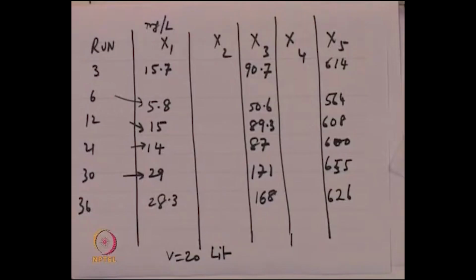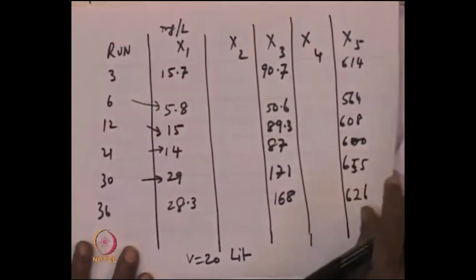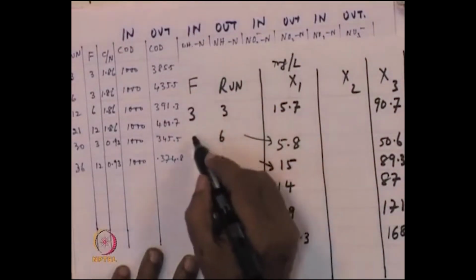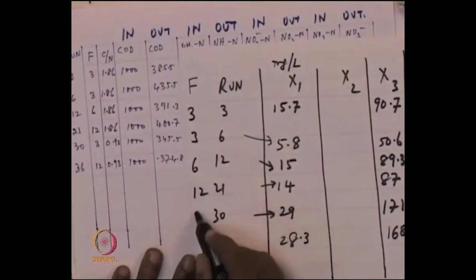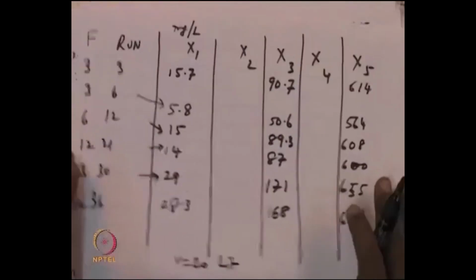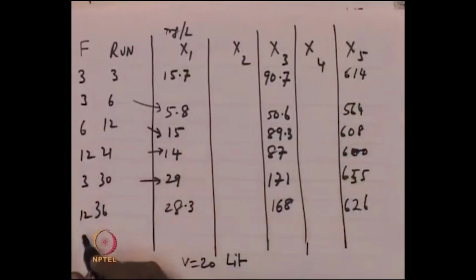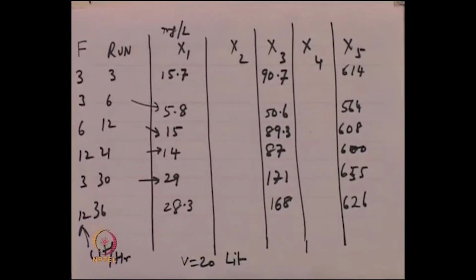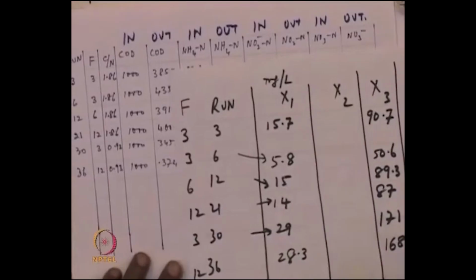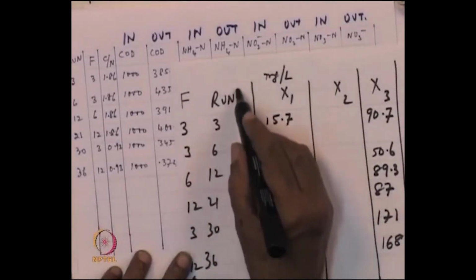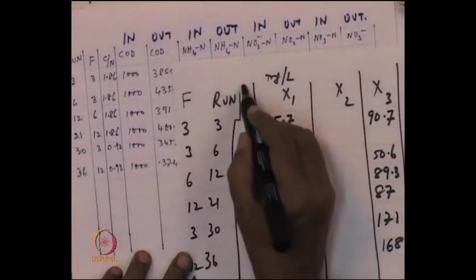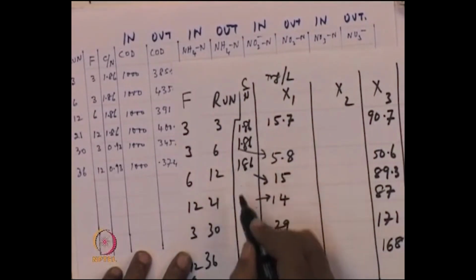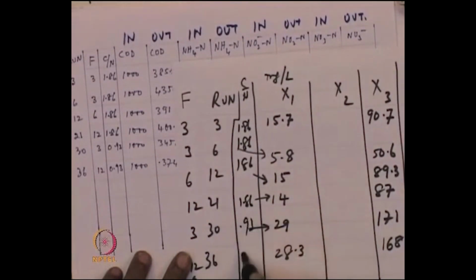Okay. So, if you multiply by F, F is not mentioned here, I will put F here. So, it is 3, 3, 6, 12, 3, 12. These are the flow rates in liters per hour. So, we can calculate productivity. Now, looking at x 5 and x 3. So, first I have to put the C by n here. This is 1.86, 1.86, 1.86, 1.86, 0.93, 0.93.